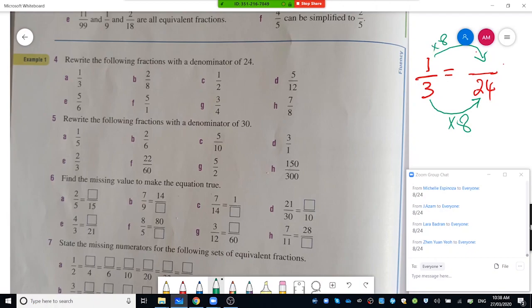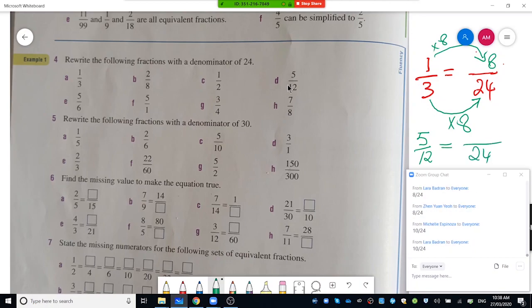And 1 times 8 is 8, so it becomes 8 over 24. Let's see, can you let me know what is D? So if we have 5 over 12, and we have to transform it into 24, so what should I write?